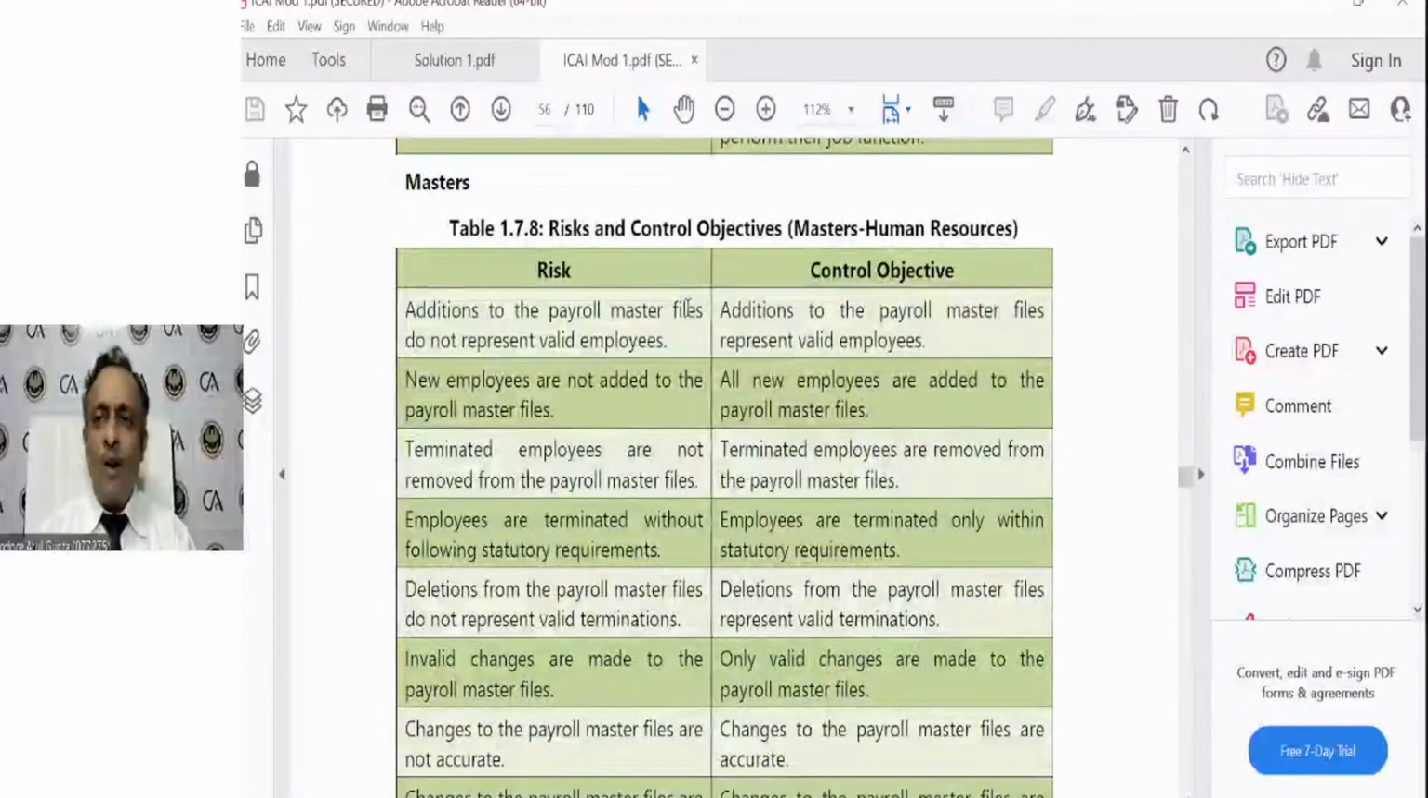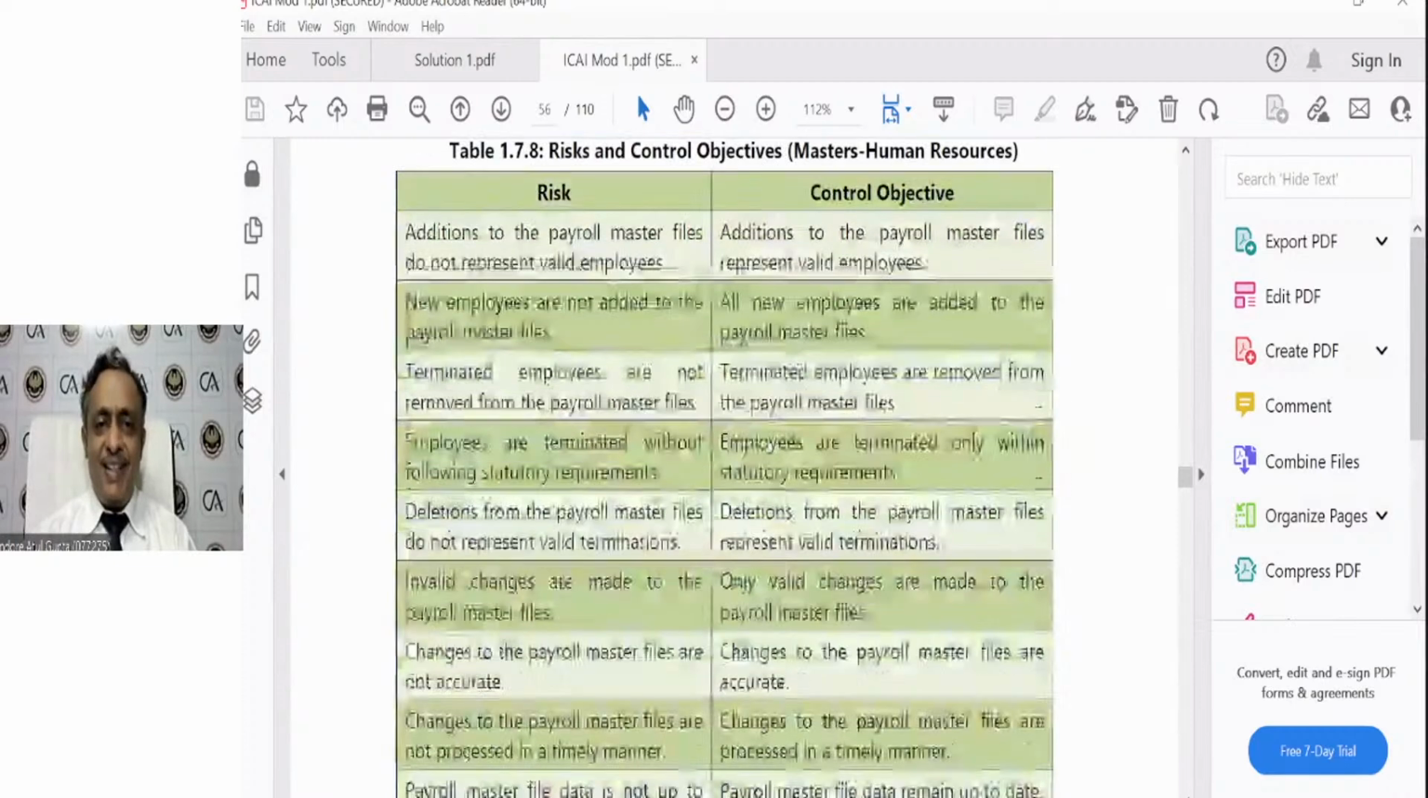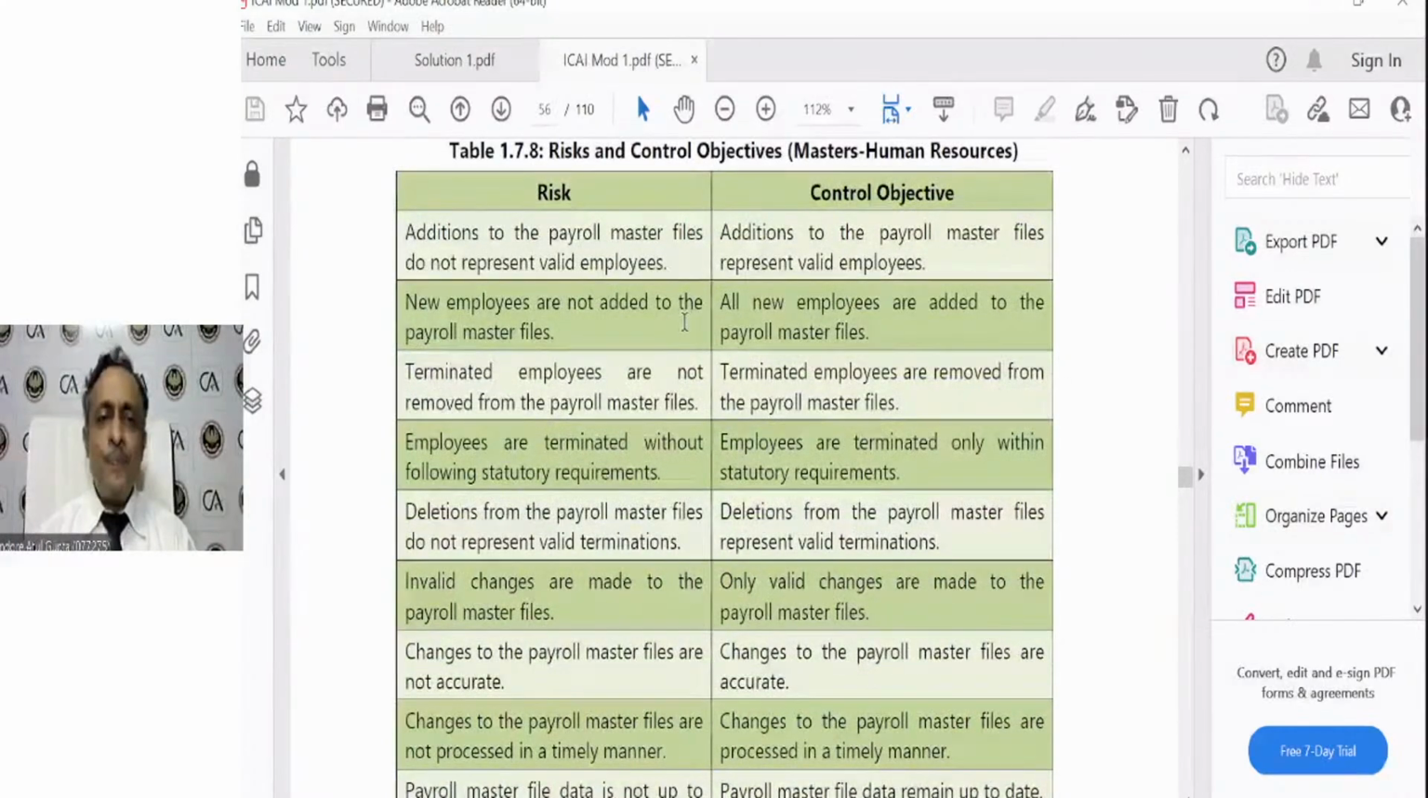Then masters. Now I'm not taking these masters in detail. Additions, new employees, terminated employees. So I'll request you to go through this. Ask questions if you come across any. Okay.